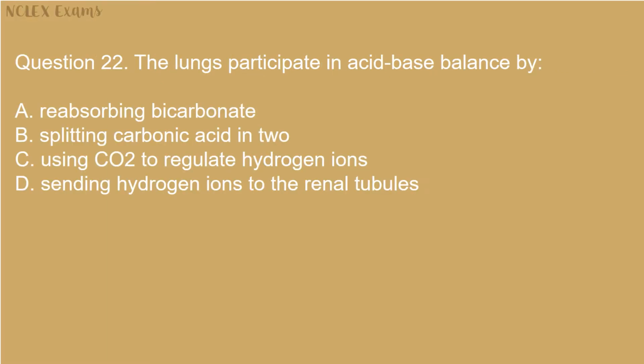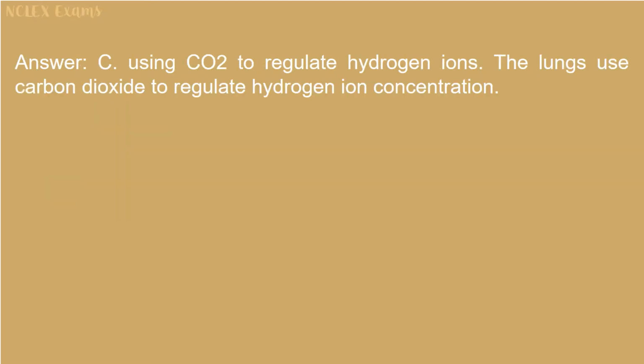Question 22. The lungs participate in acid-base balance by: A. Reabsorbing bicarbonate. B. Splitting carbonic acid in two. C. Using CO2 to regulate hydrogen ions. D. Sending hydrogen ions to the renal tubules. Answer C. The lungs use carbon dioxide to regulate hydrogen ion concentration.